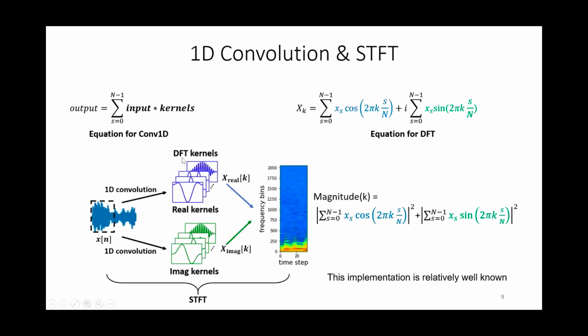So we initialize the first 1D convolutional network with the cosine kernel here. And we initialize another 1D convolutional network with the sine kernel here. After doing the two convolutions, we calculate the magnitude, because most of the time we want to know the magnitude of the signal. Then we apply this formula and we get the final spectrogram here.